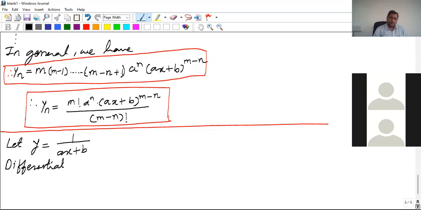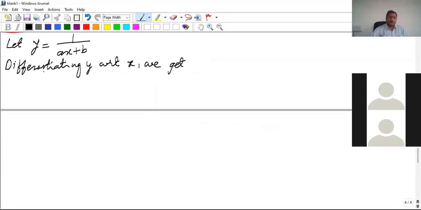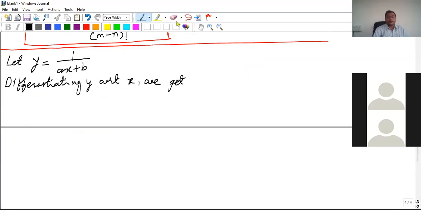So differentiating y with respect to x, we get... We know the derivative of 1 upon x. If we consider the derivative of 1 upon x, it is going to be minus 1 by x square. Minus 1 by x square. Correct.